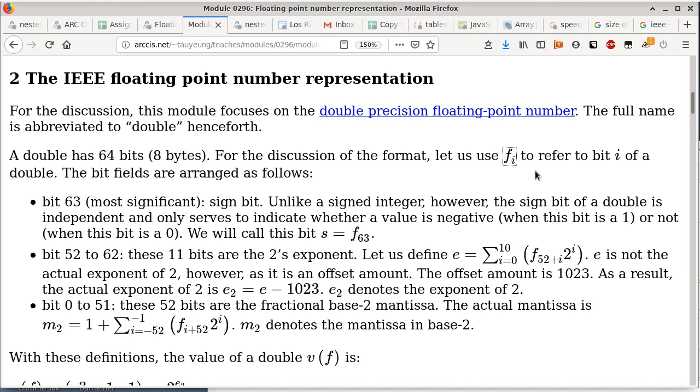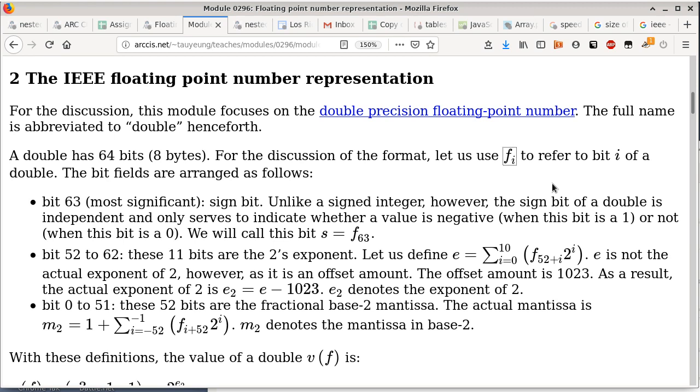In this discussion, we use f subscript i to refer to bit i of the double, with a bit pattern of f. So when we refer to f, we're referring to all 64 bits. When we say f subscript i, we're referring to one single bit. Is that okay? It's the same notation that I use for X, Y, Q, and so on. The subscript is just indicating which bit position I want to focus on.